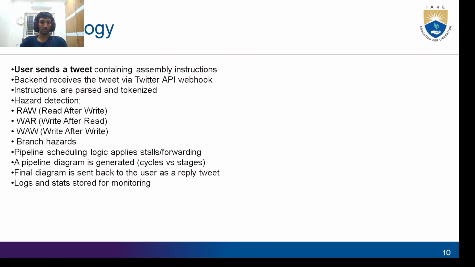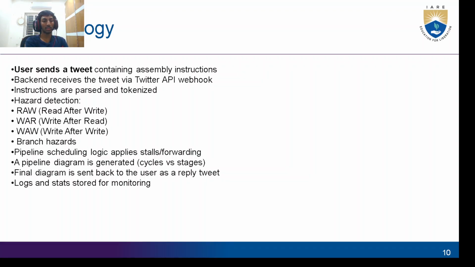The workflow: a user sends a tweet containing assembly instructions. The backend receives the tweet via the Twitter API REST webhook, and the instructions are parsed and tokenized. Hazard detection covers RAW, WAR, and WAW. Read after write is RAW, write after read is WAR, and write after write is WAW. Branch hazards are handled separately.